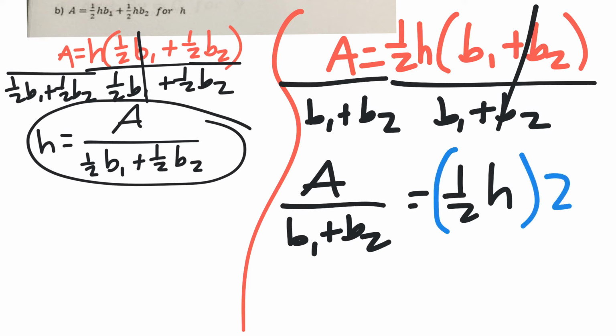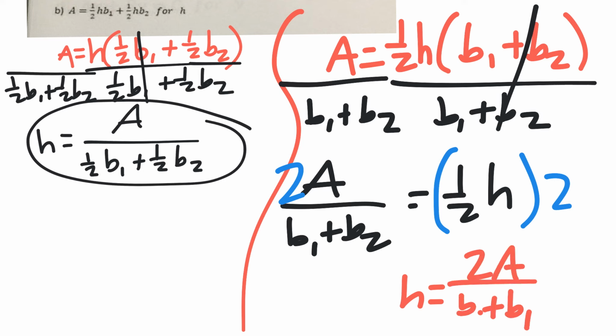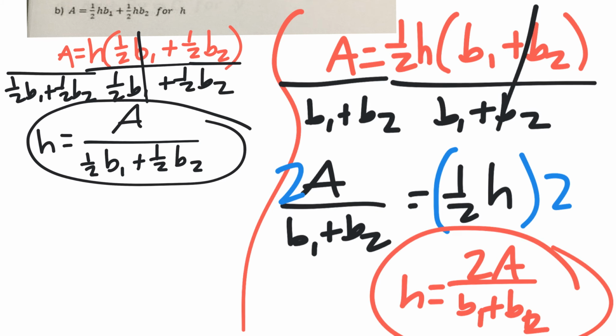I can multiply by 2. And so that would tell me the height is equal to twice the area over base 1 plus base 2. So that one looks a little neater, right? But they both are equally correct.